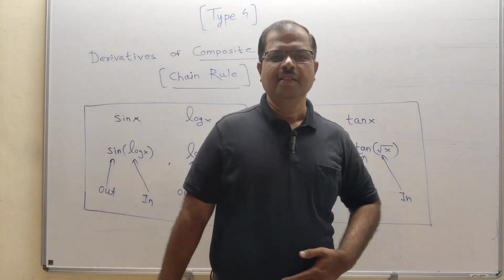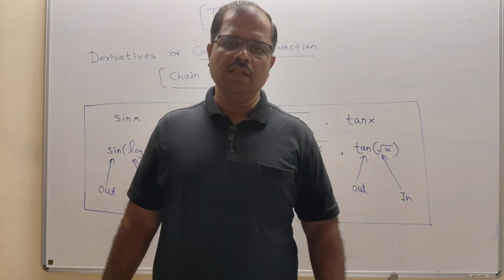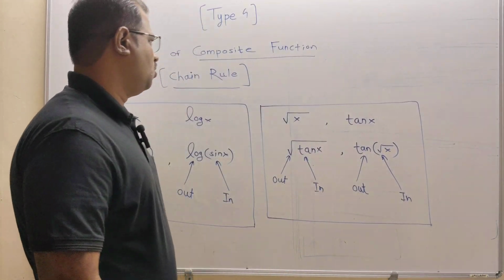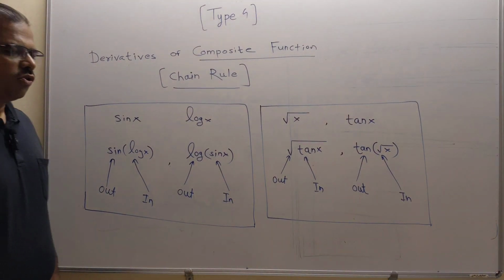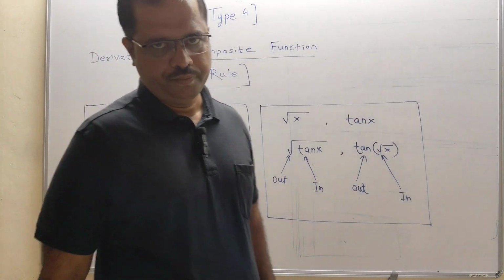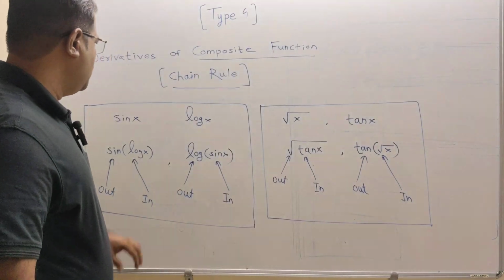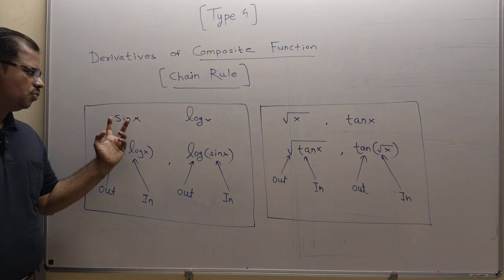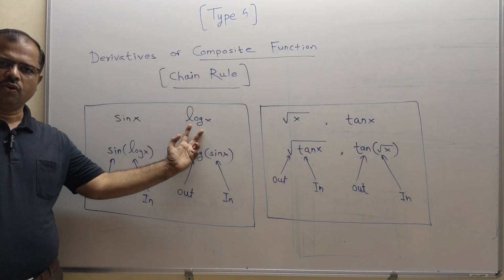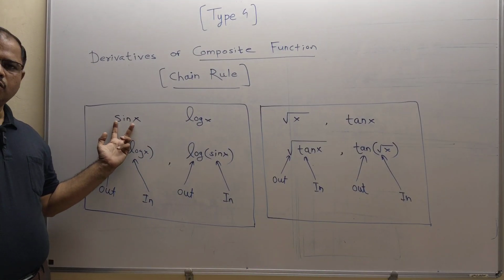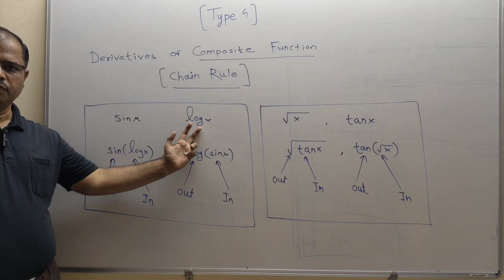Hello students, in this video we have to see how to take derivatives of composite functions. It is commonly known as the chain rule. Assume two functions, sin x and log x. This is a trigonometric function, this is a logarithmic function.